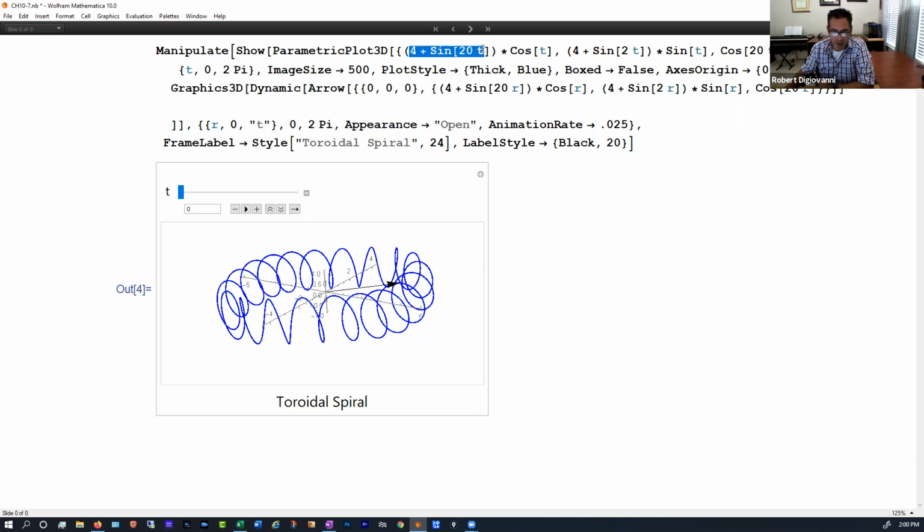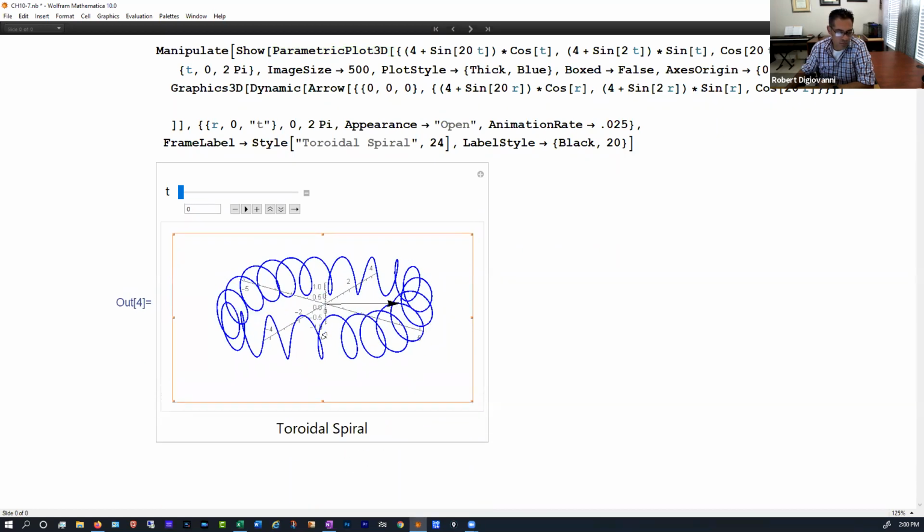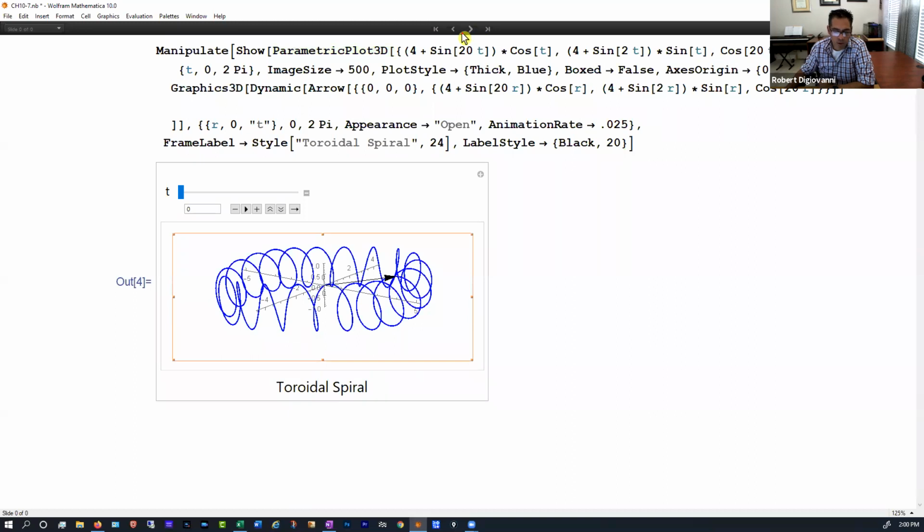It's hard for you to see. This is the x component. It's 4 plus sine of 20t, that whole thing times cosine of t. And then the y component is 4 plus sine of 2t times sine of t. And then the z component is cosine 20t. If you plot that, this is what you get if you graph it. So kind of cool.